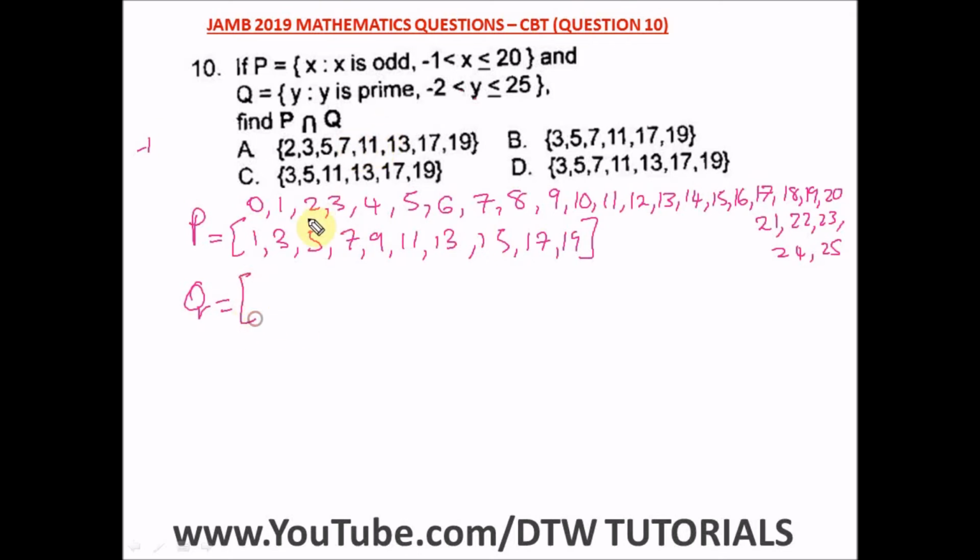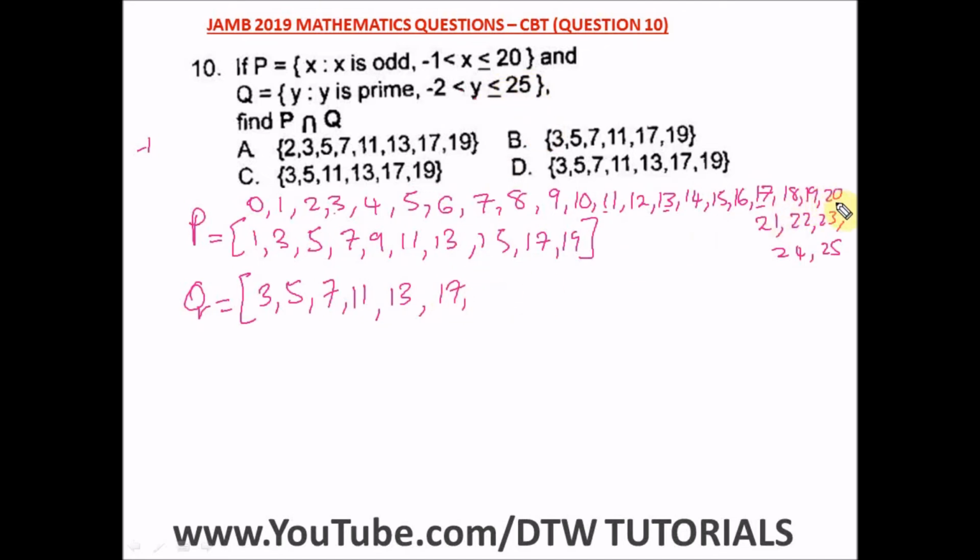Its only factor is 1 and itself. So the first prime number we have here is 3. Let's write this down. So we have 3. Our next prime number will be 5. The only factor of 5 is 1 and itself. Our next prime number will be 7. Our next prime number will be 11, whose only factor is 1 and itself. Our next prime number will be 13. Our next prime number here will be 17.